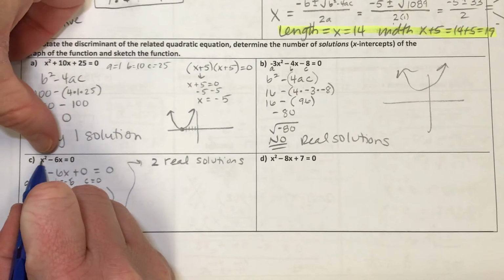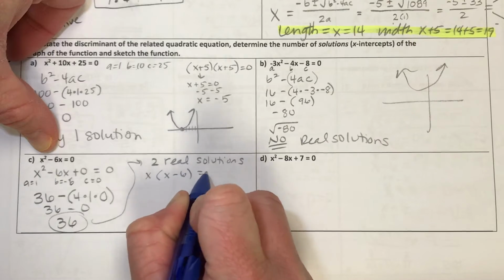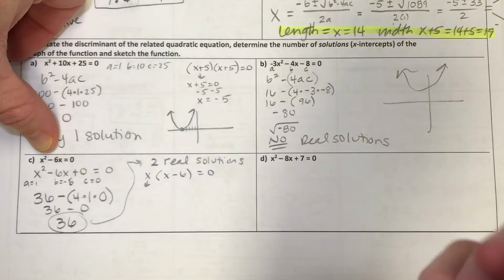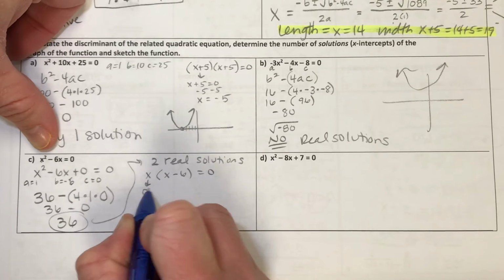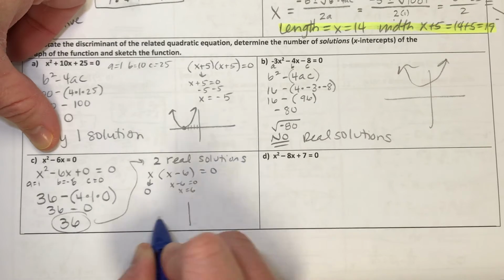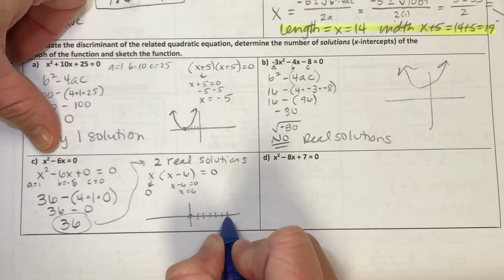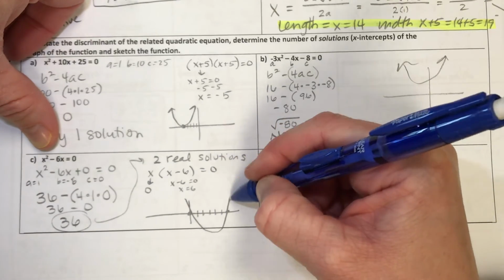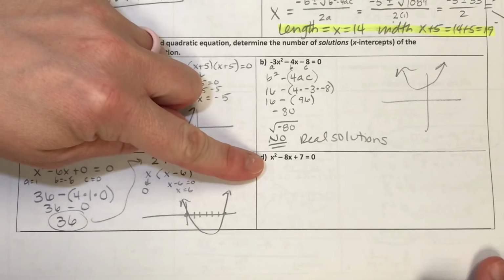I notice here I have a GCF that I could have taken out of an x. Set each factor equal to 0, which we're going to do in the next picture here. I have x equals 0 and x minus 6 equals 0. I'm going to get a solution of 6. So I'll tell you roughly what it will look like. Pretty cool, huh?